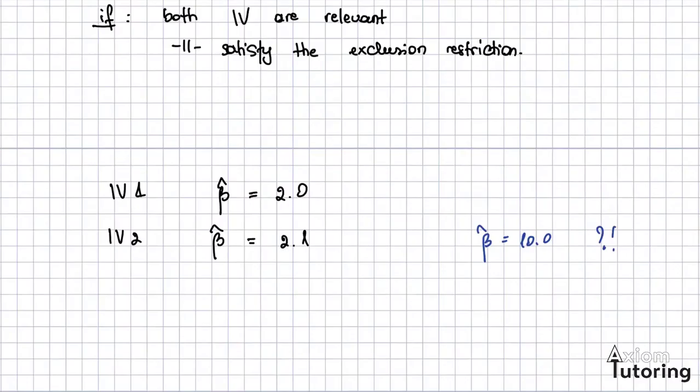If all instruments are valid, they should all point toward the same underlying causal effect. Not exactly identical, since sampling variation means that estimates will differ slightly, okay? So remember, there's always sampling variation. But the differences should be small enough to be explained by chance.